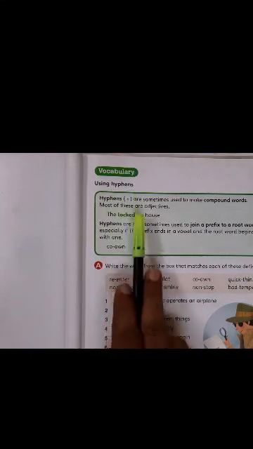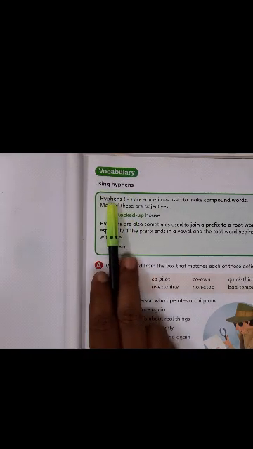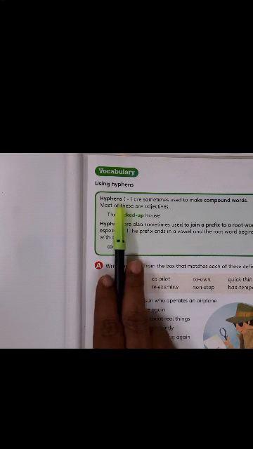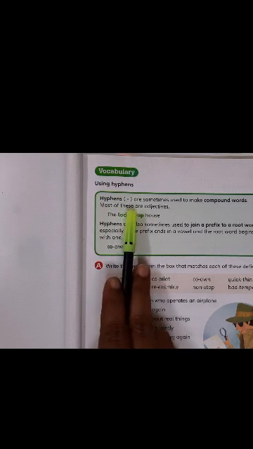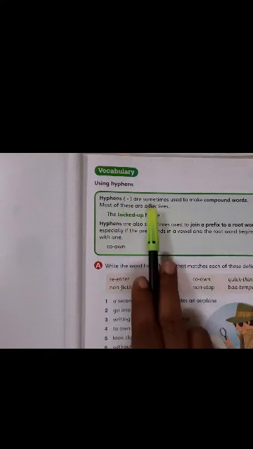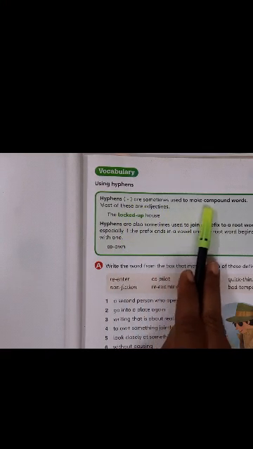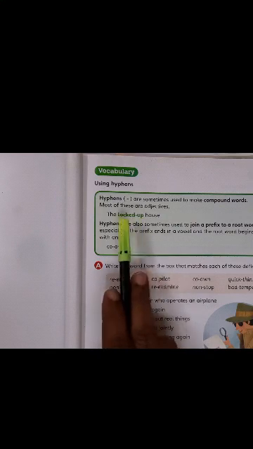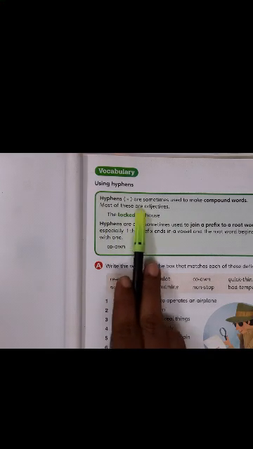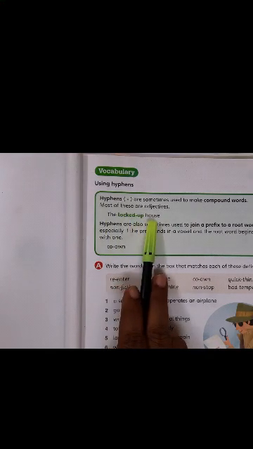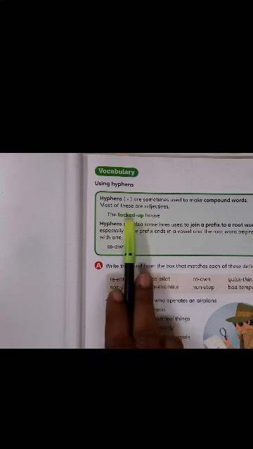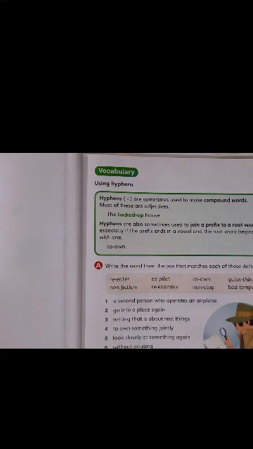Children, see there, using hyphens. Just as you use a full stop for a sentence and a question mark for a question sentence, in the same way for the hyphen we use a small dash, which is sometimes used to make compound words. Most of these are adjectives. So most of the compound words are adjectives. Not all, children. Remember, not all. We always have some exceptions to the rule.